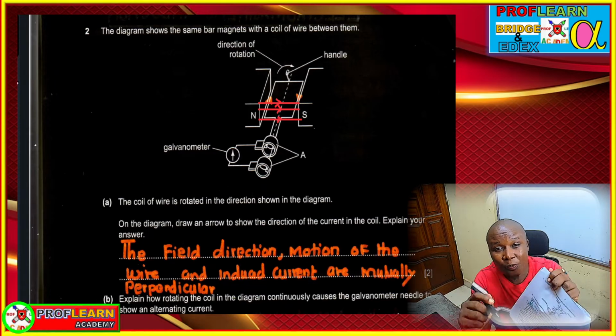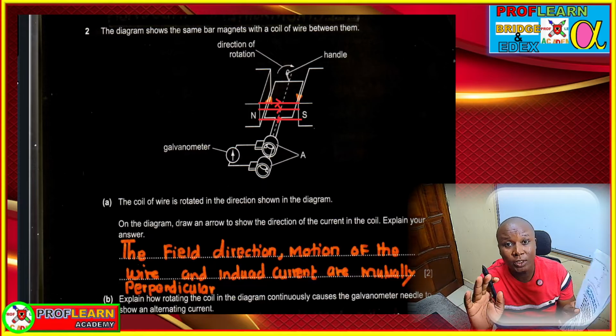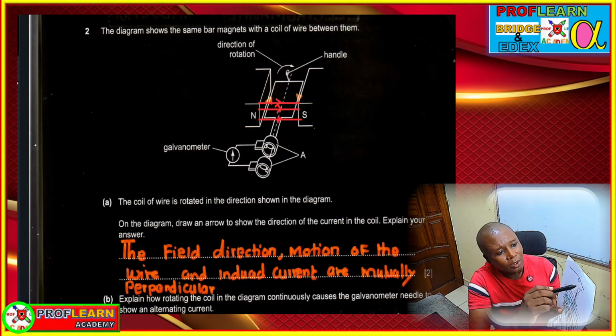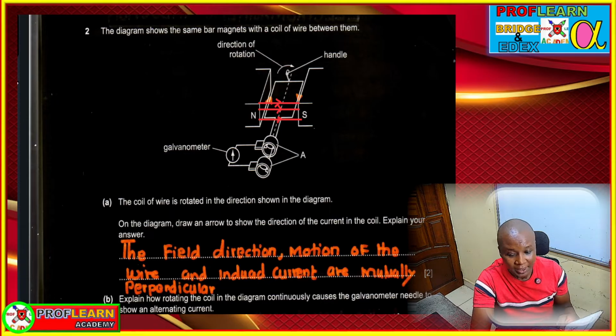And that is how generators are able to generate what? Electricity. So when this handle is rotated, the coil is made to cut through the magnetic field, and then an EMF is induced through electromagnetic induction. So let's see what question was being asked here at this given point.